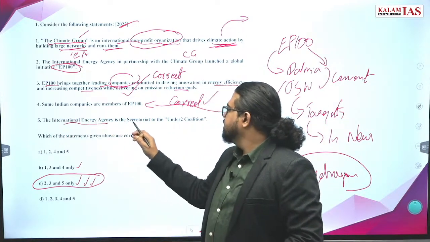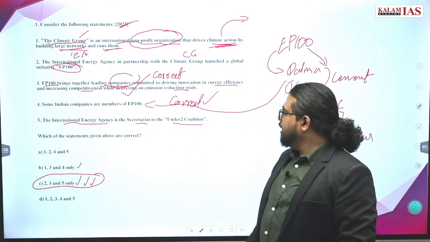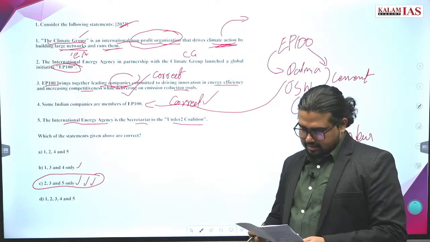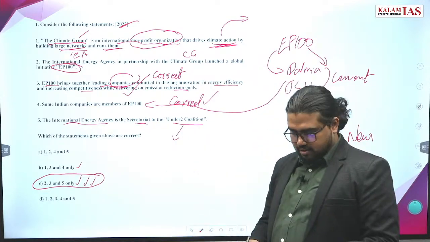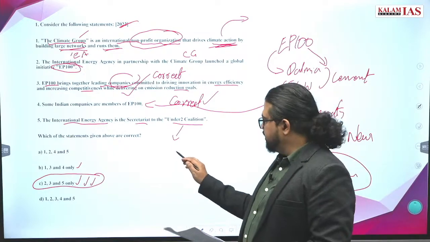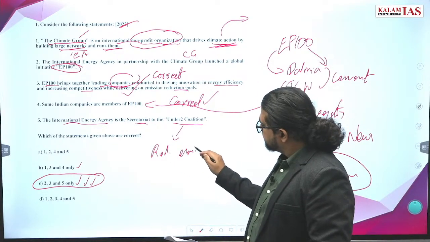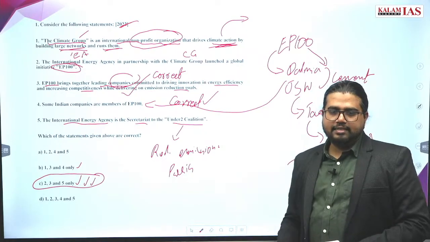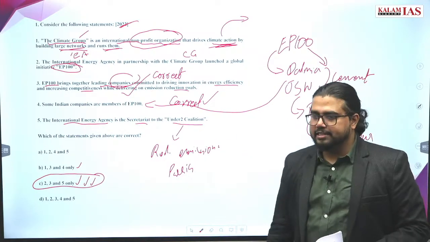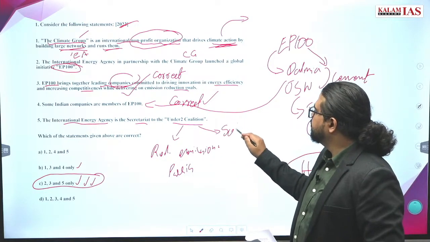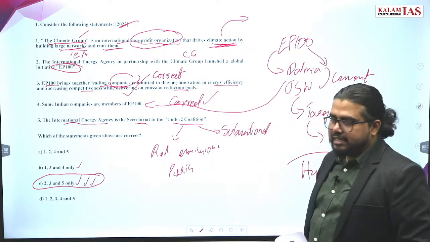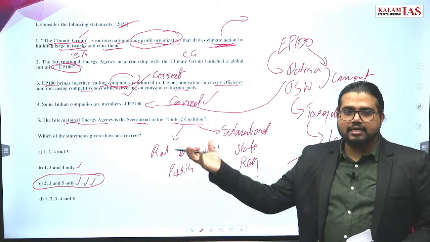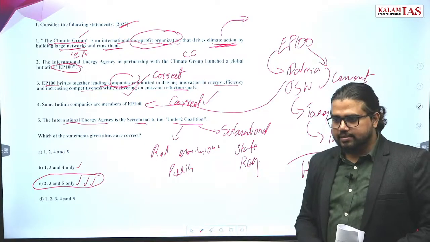International Energy Agency is the secretariat to the Under2 Coalition. Does anyone remember what the Under2 Coalition is? It is related to climate action. The aim is reducing emissions in line with the Paris Agreement. But what is the speciality of the Under2 Coalition? It is a subnational grouping. Subnational grouping means state governments and regional governments are the stakeholders, not countries or major national governments.